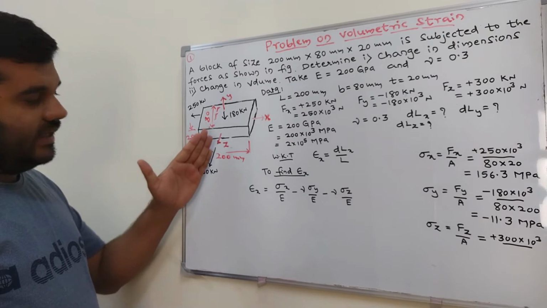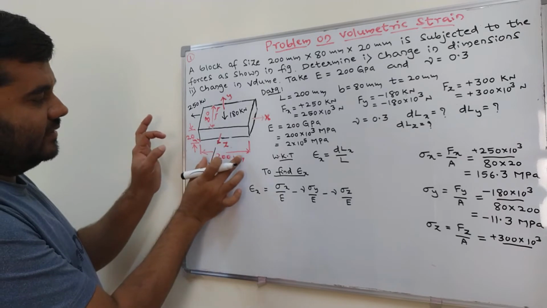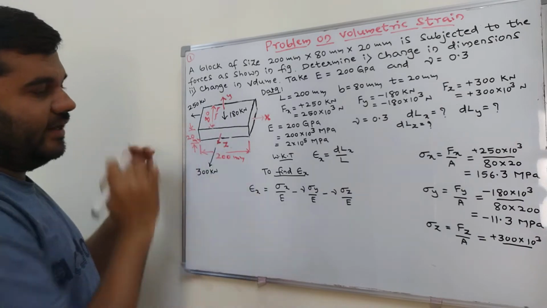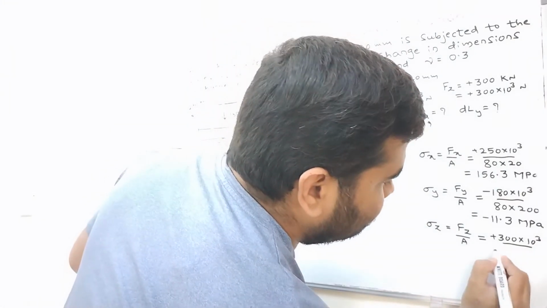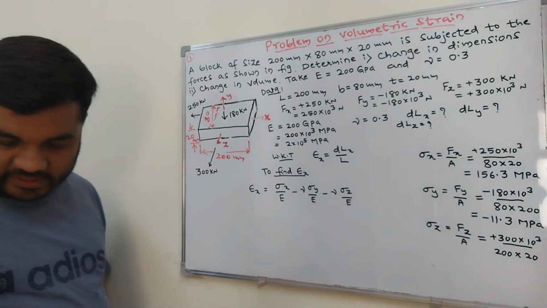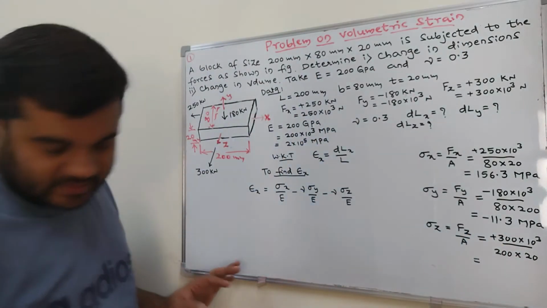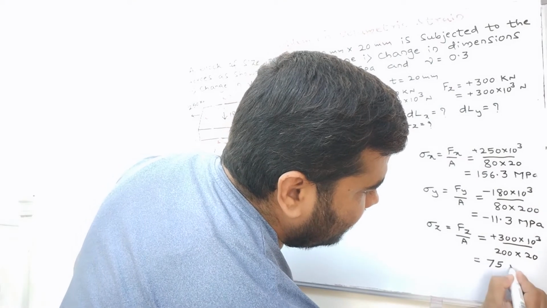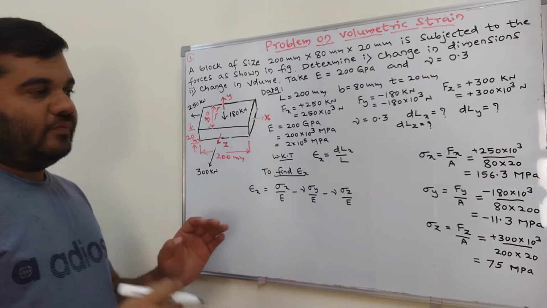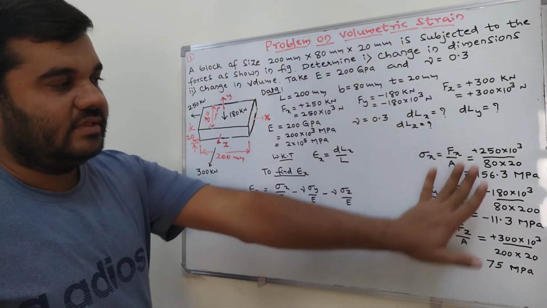Area perpendicular to 300, this area, right? This area is 200 into 20, exactly to z direction. 200 into 20. If you calculate this one, you will get the answer 75 MPa. Okay? Now you found stress in x direction, stress in y direction, and stress in z direction. These are the values.